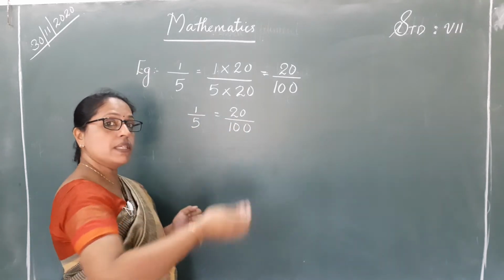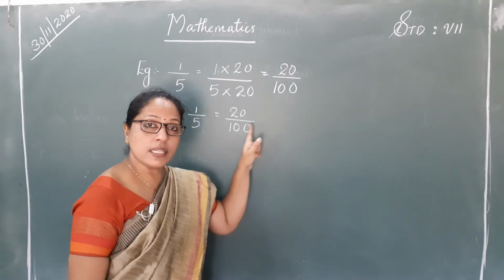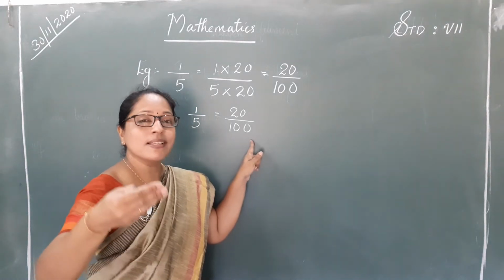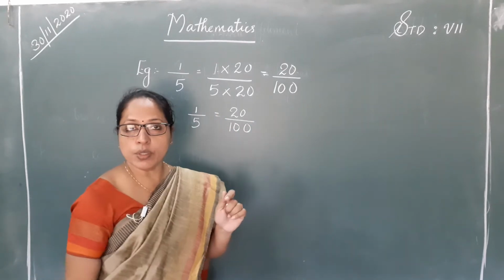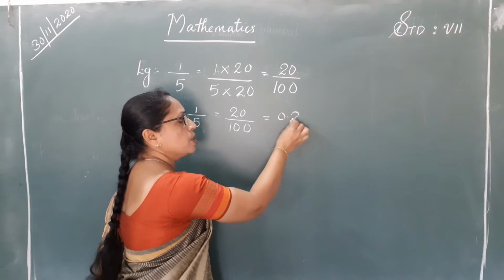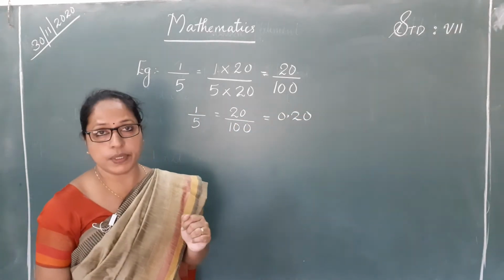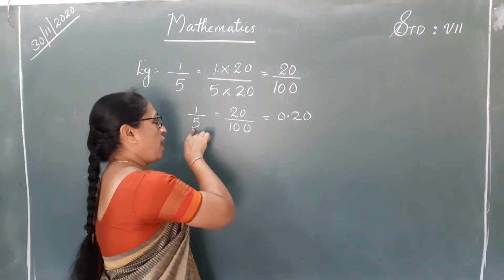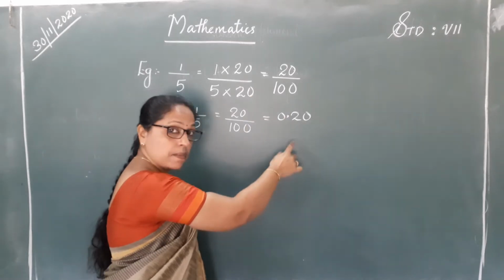And of course, in the previous chapter you learned we can change this into a decimal also. It's easy to change when the denominator is 10, 100, 1000. We can change the fraction easily to a decimal. So it becomes 0.20. These are all concepts you have learned in the previous chapter. So: fraction, its equivalent fraction, its decimal.